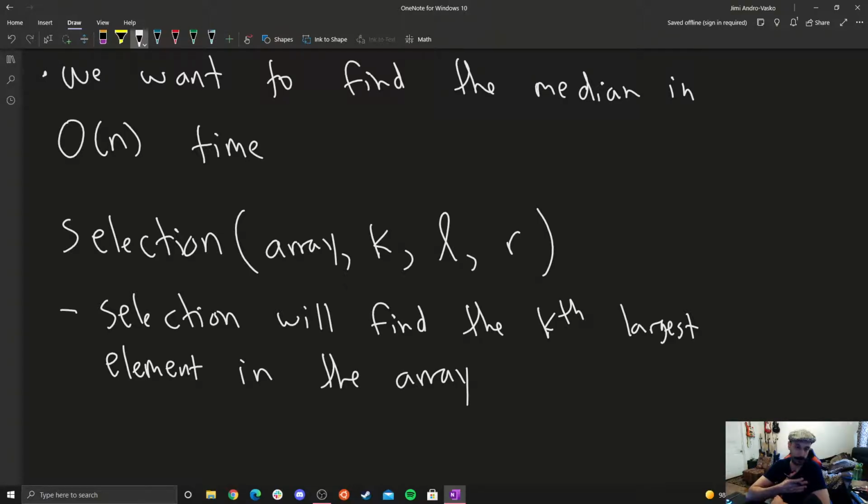That's the rank we're trying to find. n over 2, the element at that position, would be the median. So the selection problem finds the kth biggest element of the list. It's not going to have to sort the entire list, because it turns out we won't need to sort the whole list to know if it's the median. So for example, we can think of it like this selection problem.